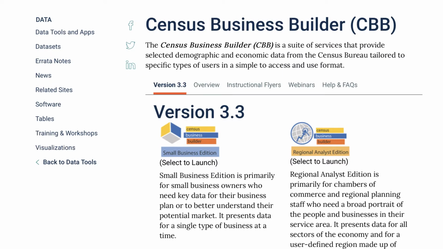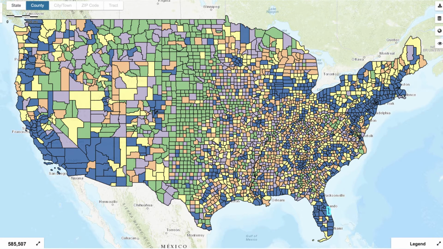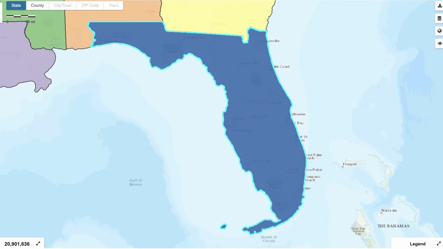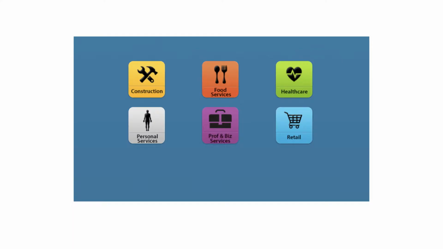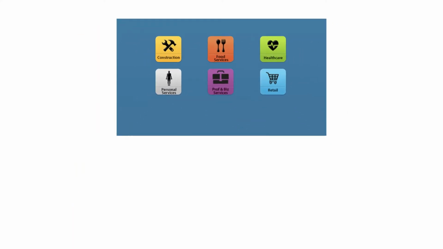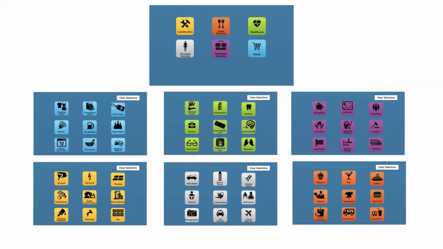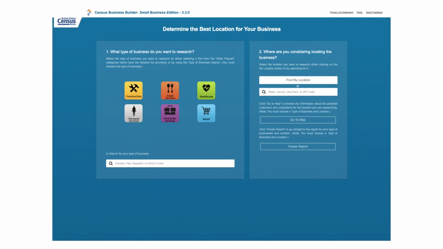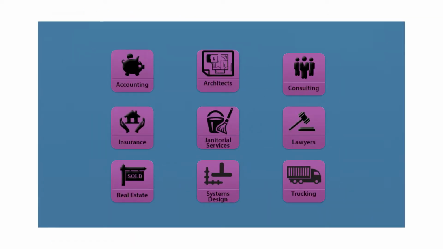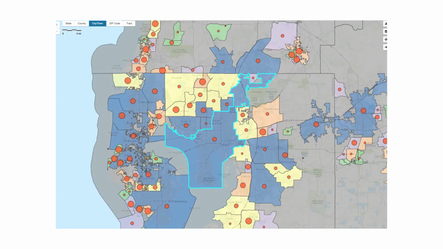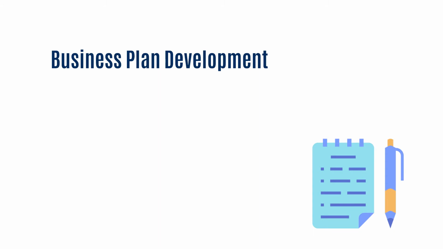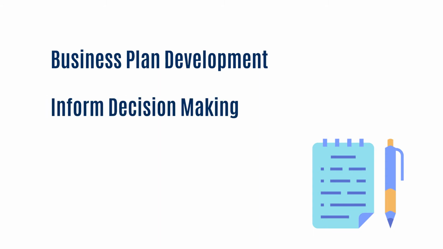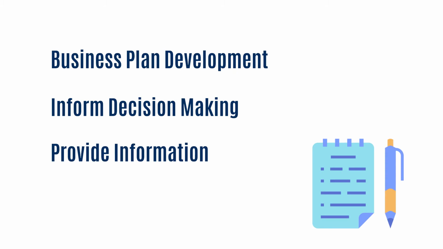The Census Business Builder is a suite of services that provides selected demographic and economic data from the Census Bureau, tailored to specific types of users in a simple-to-access and use format. Today we're going to use the Small Business Edition of the Census Business Builder. It presents data for a single type of business and geography at a time. Using this tool can help with business plan development, inform decision-making, and provide information to potential investors.